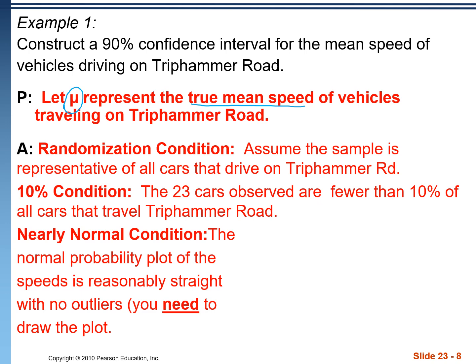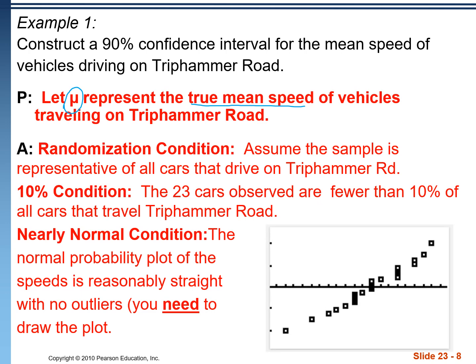And nearly normal. Remember, we can't do success fail because we don't have a proportion. So we have to make a plot of our data, whether it's a histogram or a normal probability plot. This is a normal probability plot. We're going to talk about how to create this on our graph in our calculator in class. But what we want to see here is a straight line. Okay, and we say something like the normal probability plot of the speeds is reasonably straight with no outliers. Okay, we have to draw this. We can't just write the sentence without supporting it with a sketch of the graph.